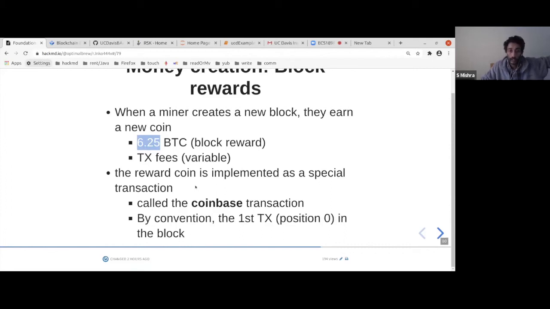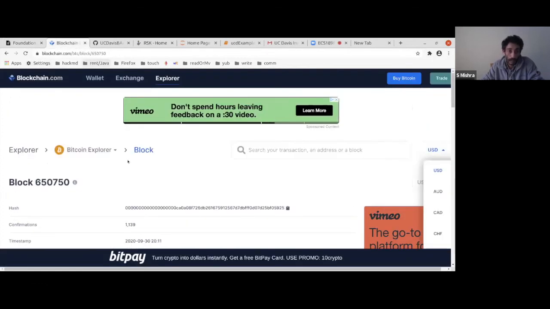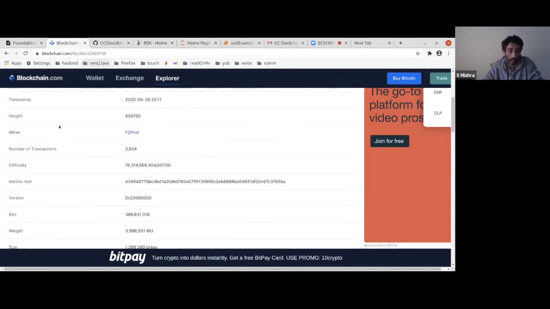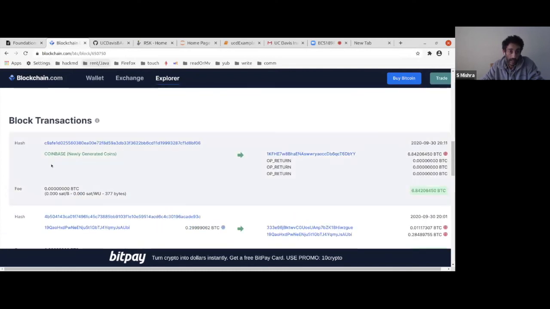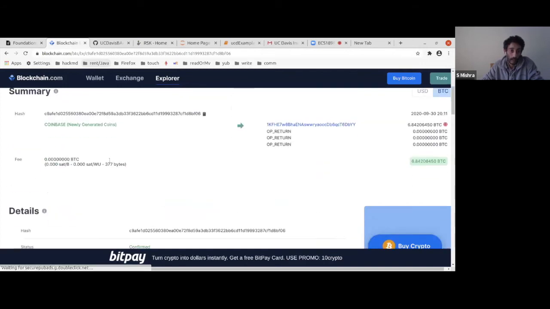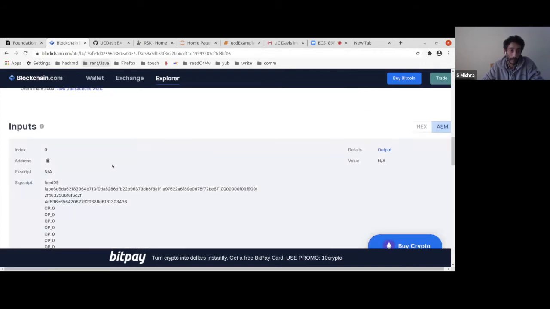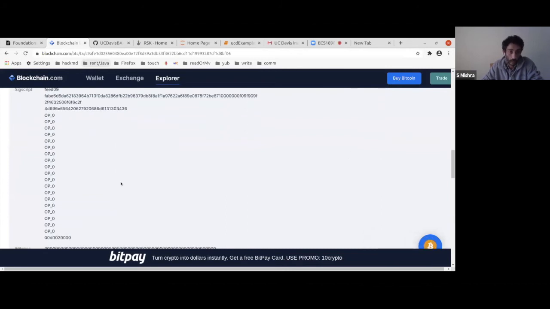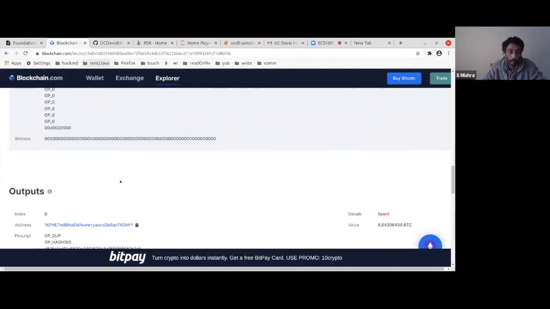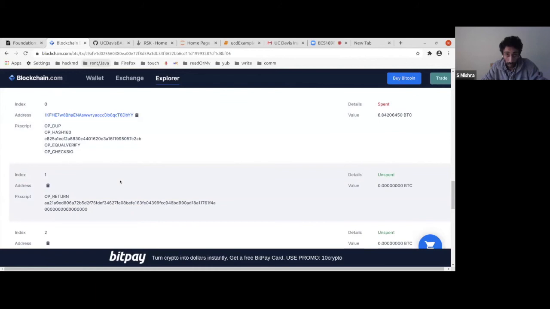By convention, the miners create a special transaction called a coinbase transaction, and that creates a new coin which has these rewards in it. And you can see that in our block. That's a block. These are the transactions. That's the coinbase transaction. Let's look at its hash. It has no inputs because it's a special transaction. It has all these opcodes. There's no inputs needed. And it has these outputs.